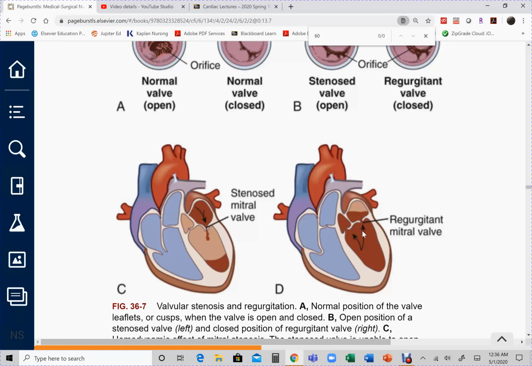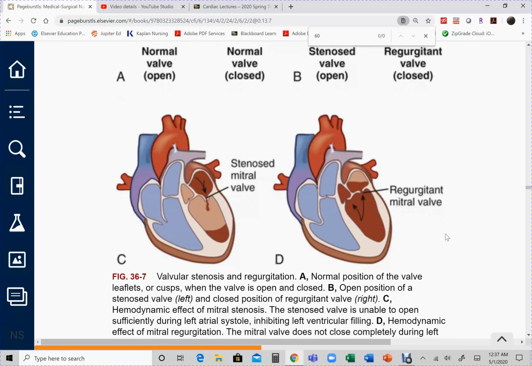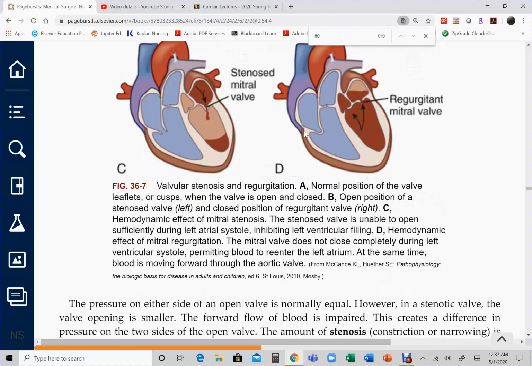And then this one isn't any better, because now there is congestion here, because every time the ventricle contracts, there will be blood going back to the left atrium. So although there is still cardiac output here, it'll be definitely less than it should be. So in either way, cardiac output suffers.